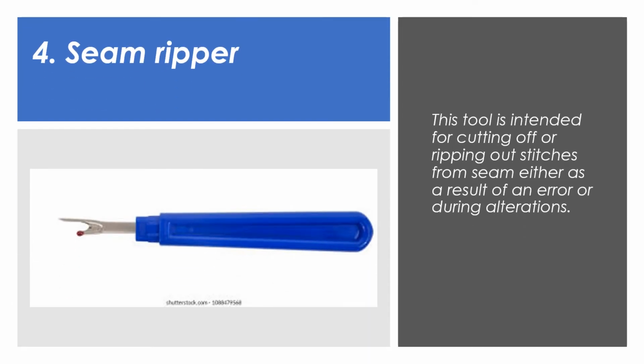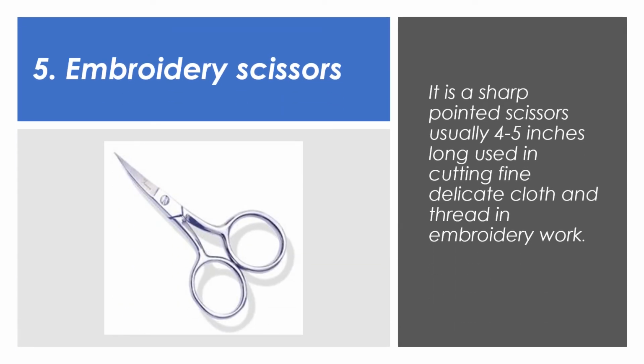Another cutting tool is a seam ripper. This tool is intended for cutting off or ripping out stitches from seam, either as a result of an error or during alterations. Next, we have embroidery scissor. It is a sharp, pointed scissors, usually 4 to 5 inches long, used in cutting fine, delicate cloth and thread in embroidery work.